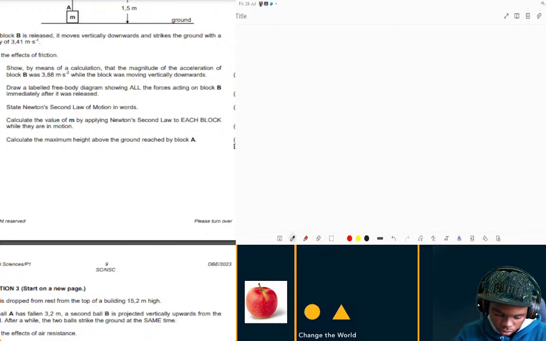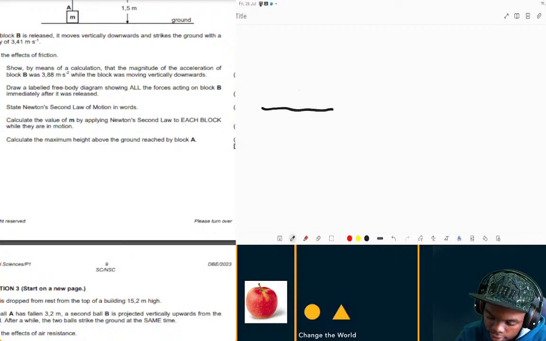Now, I think we went through this when we were discussing the flat surface: if I have a block of mass m on a flat surface, I have the normal force.